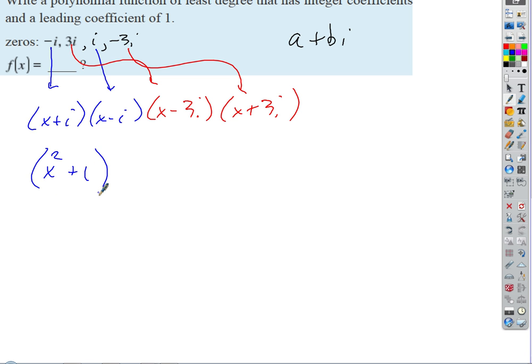Okay, everybody see that? How about over here? What's this one going to be? X squared, good. X squared minus 9i squared, right? 3i times 3i, right? So what's that going to be? Just expand those out and I'm done. Right? Okay. Last one.